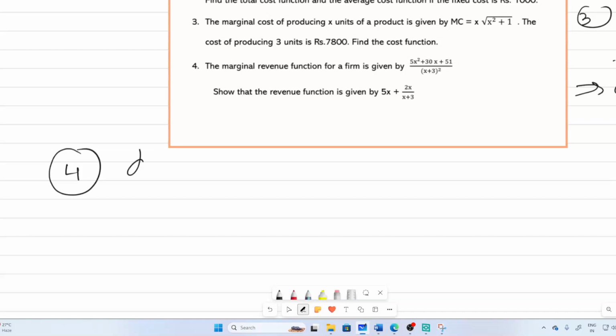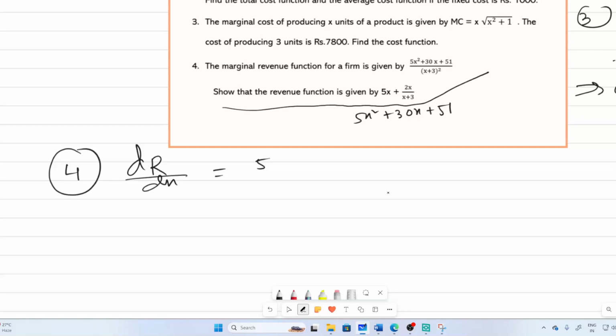You have to write dr by dx, marginal revenue. This is nothing but this, x plus 3 whole square. You can write the numerator: 5x square plus 30x plus 51. Here the derivative of the revenue function is given. You have to show that the revenue function is this. So you need to integrate. We need to simplify it.